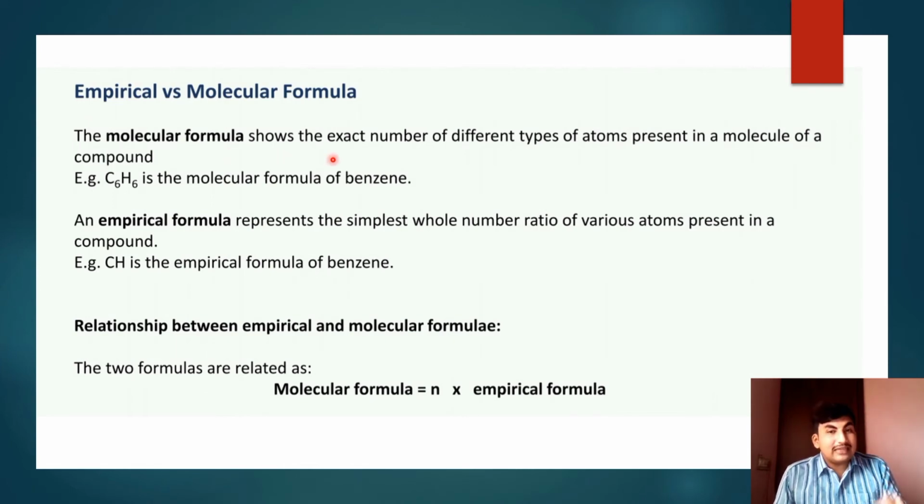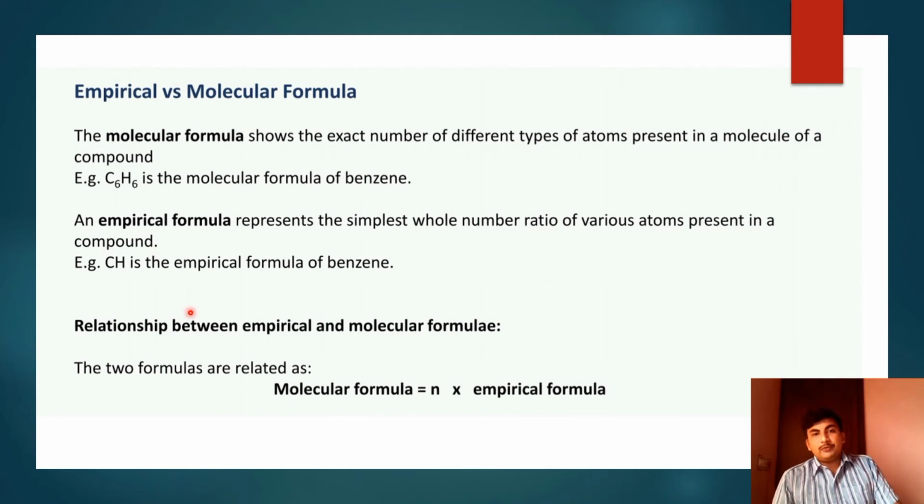Molecular formula shows the exact number of different types of atoms present in a molecule of a compound. That is, C6H6 is the molecular formula of benzene. Benzene is an aromatic compound, which we will study in hydrocarbons in the organic part later.